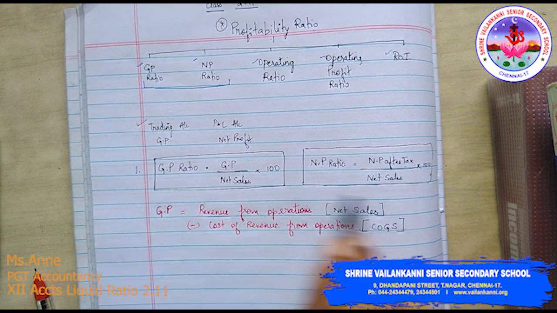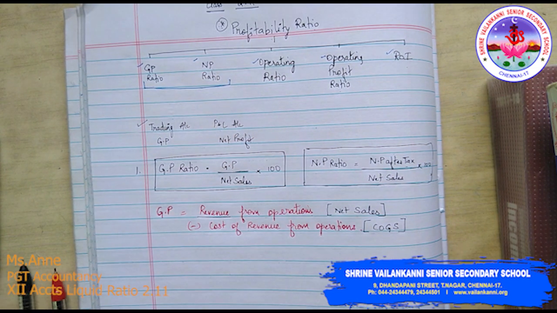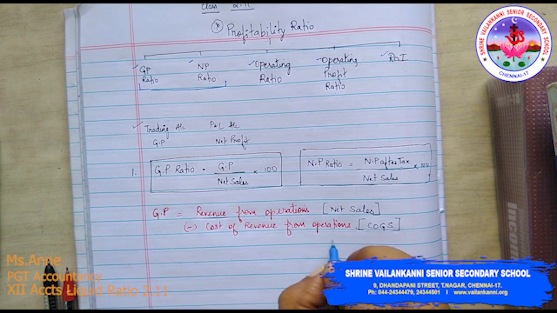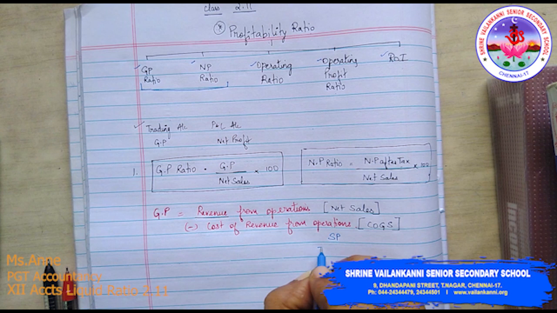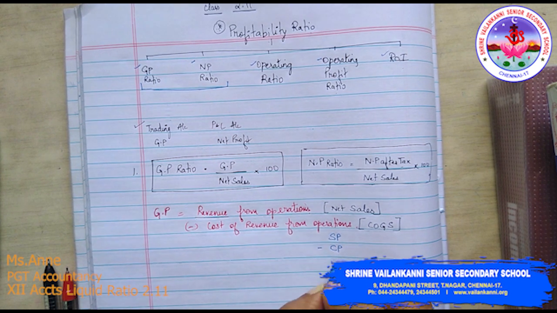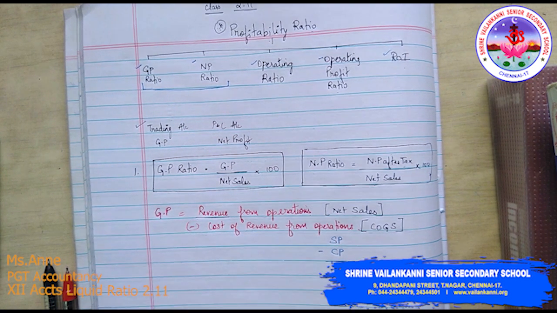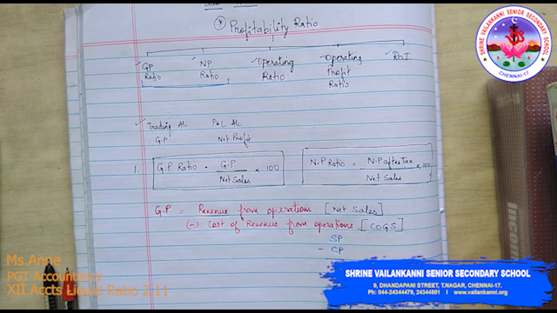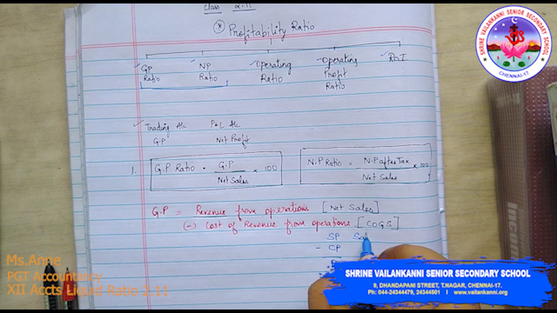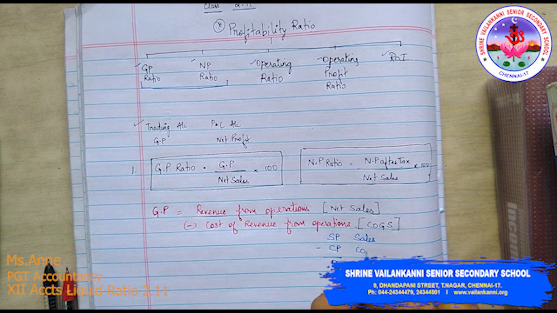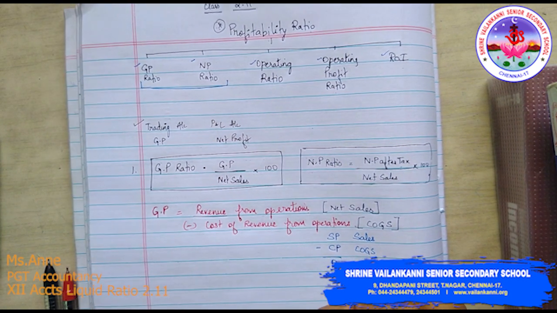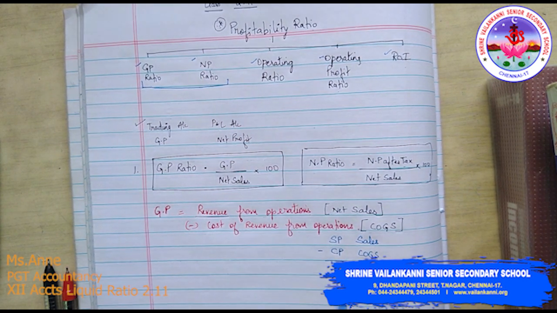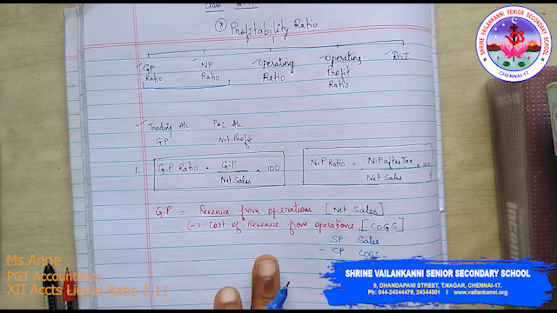This can be represented in another way also. How can it be represented? Your selling price minus your cost price will be your profit. So this is sales minus cost of goods sold, which is nothing but your gross profit. It can be represented in various ways, so you need to understand this.